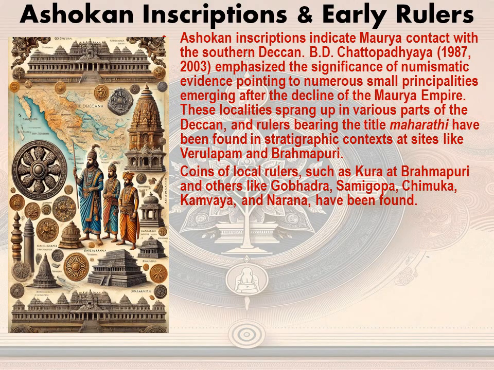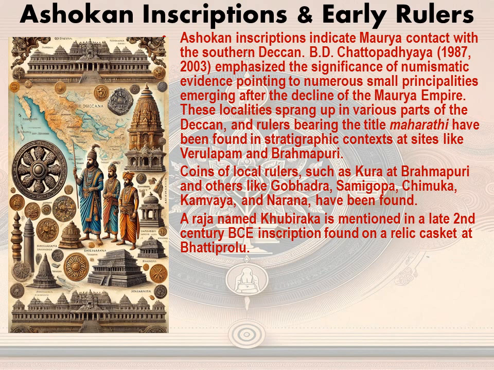Coins of local rulers such as Kura at Brahmapuri and others like Govadra, Samigopa, Chimuka, Kamvaya and Narana have been found. So these were the local rulers under the Mauryan influence, and their coins have been found from sites such as Brahmapuri. A Raja named Khubiraka is mentioned in late 2nd century BC inscriptions found on a relic casket at Vattiprolu. A relic casket is the main thing in the stupas around which the dome is built.